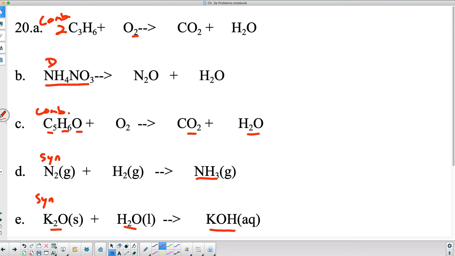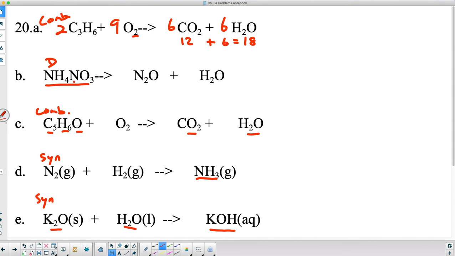So I double everything. You guys hear me say that all the time. I'm just doubling stuff because it works. So 2 times 3 is 6, and 2 times 6 is 12. Now we get 6 times 2 is 12 oxygens here, plus another 6 is 18. So there's my 9. So 2, 9, 6, 6. Good. So here's my decomposition reaction.